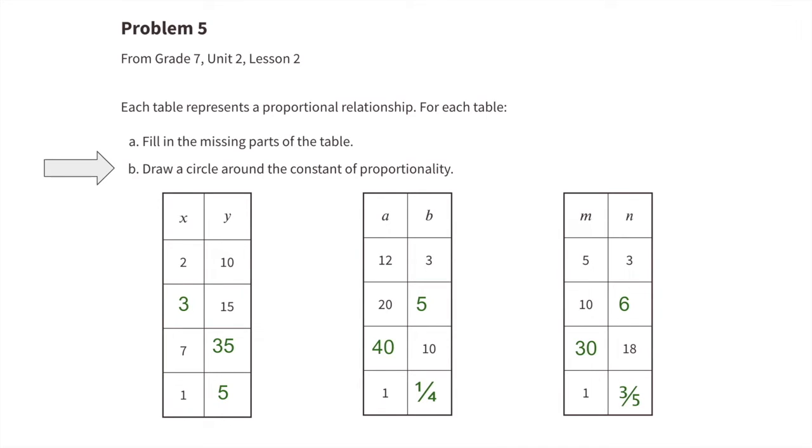B. Draw a circle around the constant of proportionality. On the first table, the constant of proportionality is 5. On the second table, the constant of proportionality is 1/4. And on the third table, the constant of proportionality is 3/5.